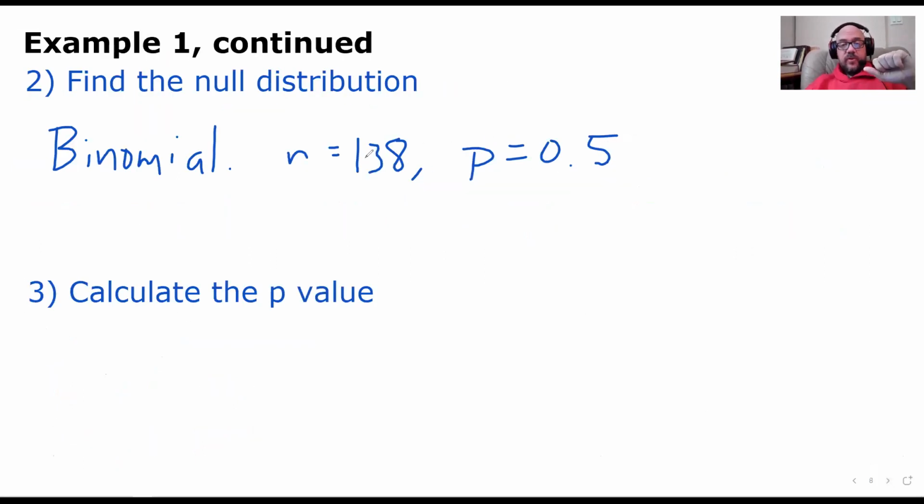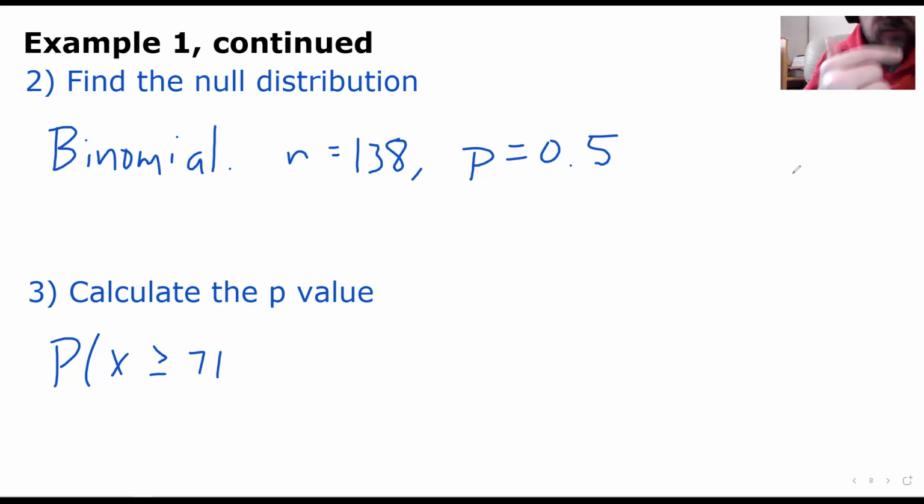So P is 0.5, N is 138. And I want to know what the probability is. The p-value here is going to be the probability that we would get greater than or equal to 71 responses, or 71 vote for Randy Rouse responses, in this distribution, in the null distribution. So I'm just going to use the calculator to calculate that. So this is 1 minus the probability that X is less than or equal to 70.